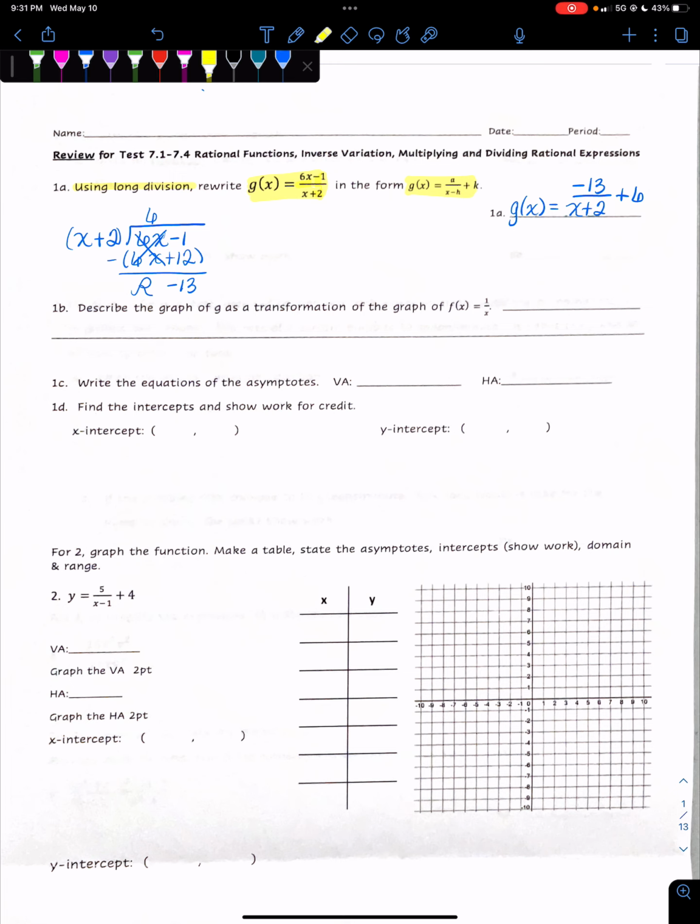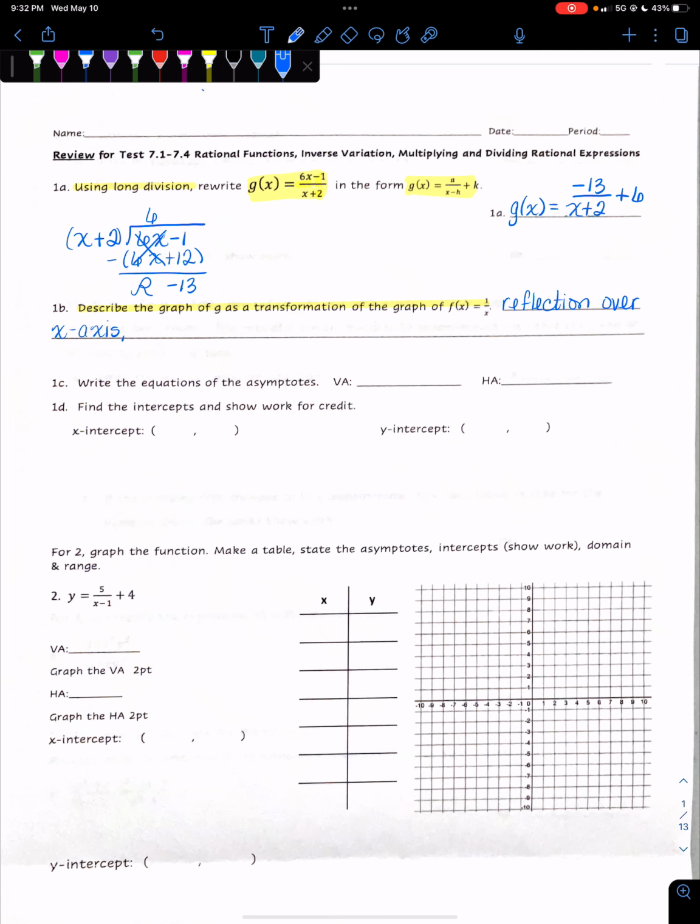All right, part 2 of this equation says describe the graph of g's transformations from the graph of f of x equals 1 over x. That is the parent function. We talked about that the very first day that we started this unit. But just talking about those transformations, what does the negative mean? So when I'm looking at this, well, let me write on that. What does that negative for the 13 mean? That is a reflection over the x-axis.